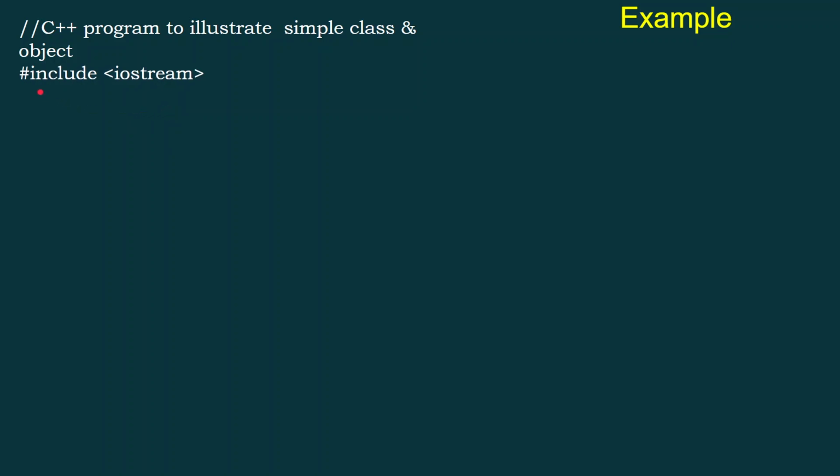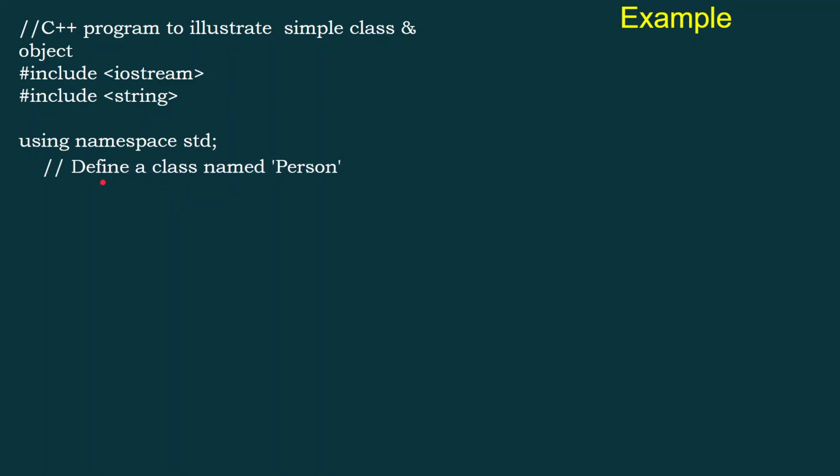So #include iostream, it is for the input output stream, and then #include string because you are going to use the string in this particular program. And then we are using the namespace std. This is the standard memory space allocated for the variables. And then we are giving the definition of the class. Just it is mentioned as a comment, a single comment line.